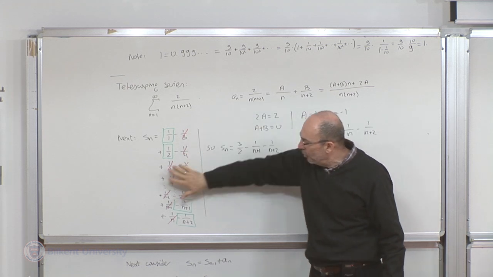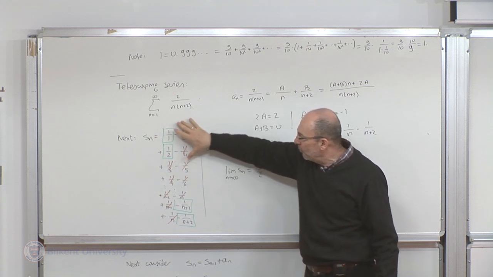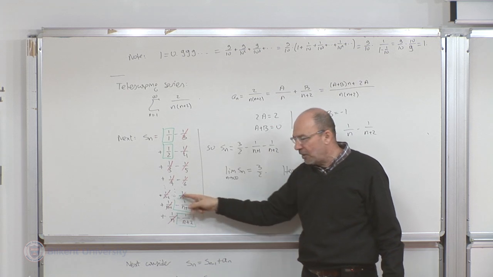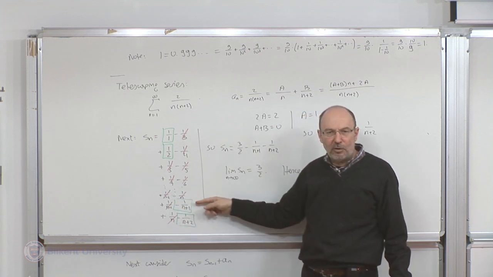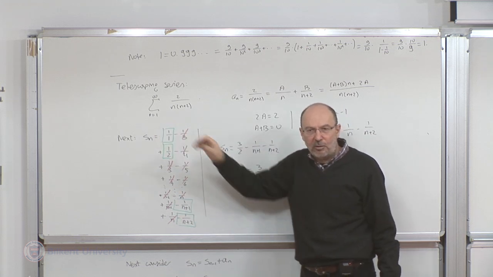All these guys are going to cancel things on the left-hand side. There will be a block here which is not cancelled, but the block here will be always of the form 1 over n plus something. Each of them will go to 0, so the sum of this block will be the limit of the telescoping sum.